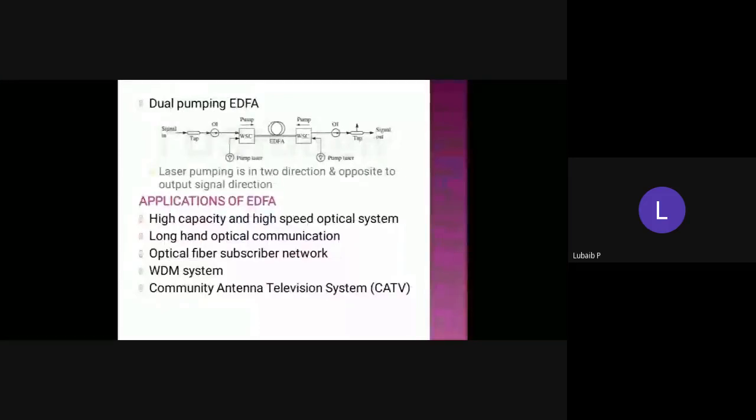And the applications of EDFA may include high capacity and high speed optical systems. In the case of high capacity and high speed optical systems, we can use the EDFA, erbium doped fiber amplifiers. And for long haul optical communication, we can use it. Also optical fiber subscriber networks, WDM systems, which we will discuss in the next module in detail. That is wavelength division multiplexing systems, and the community antenna television system, CATV. These are the applications of EDFA.